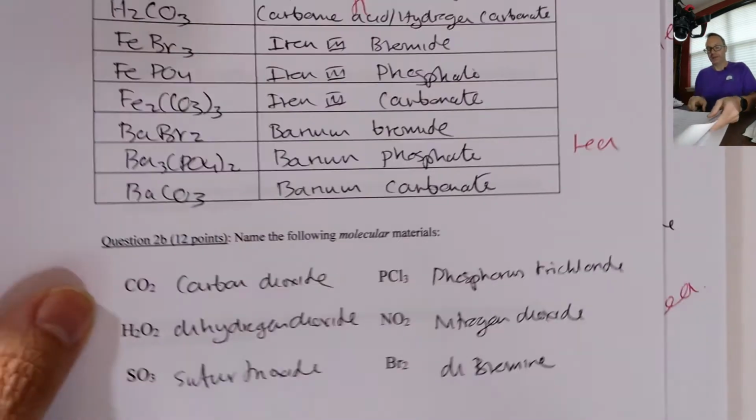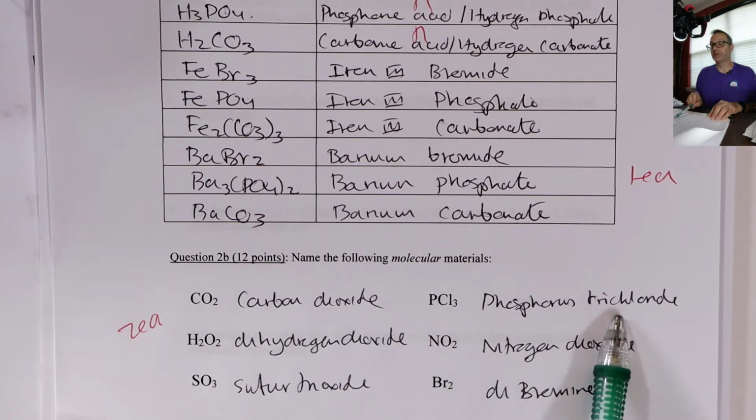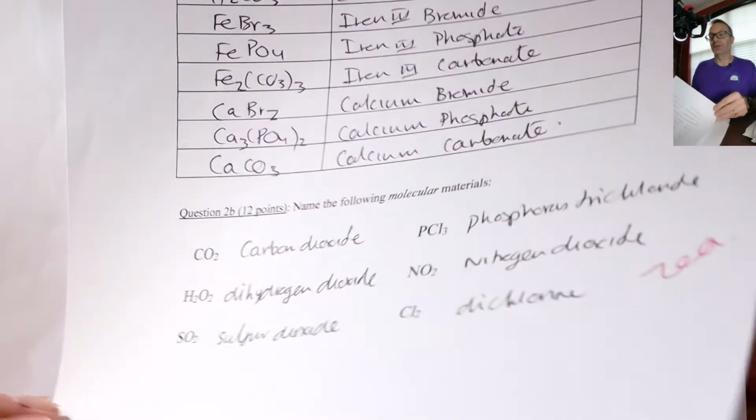Other one, similar and different: carbon dioxide, dihydrogen monoxide, sulfur trioxide, phosphorus trichloride, nitrogen dioxide, dibromine. All right, that's question 2.